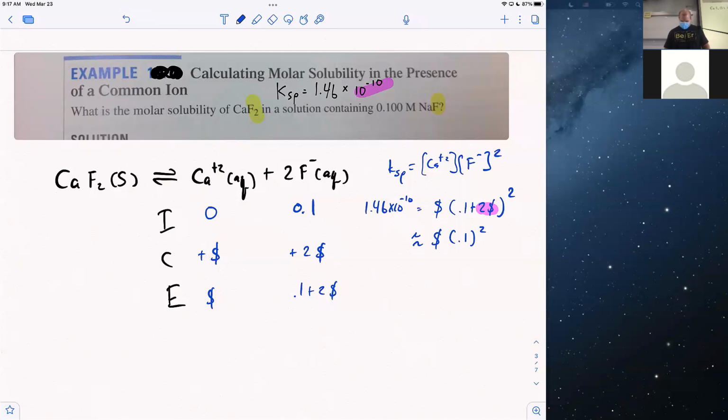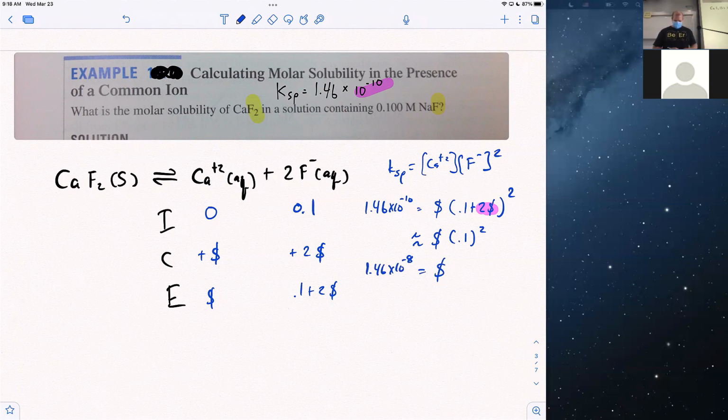So 0.1 squared is 0.01. You divide both sides by 0.01. This is 1.46 times 10 to the minus 8 is equal to solubility. So did I do that math too fast? No, okay.